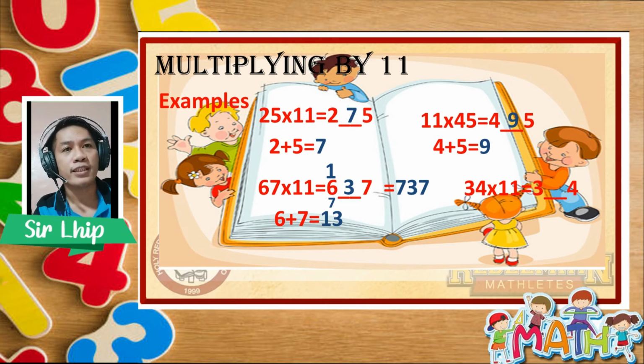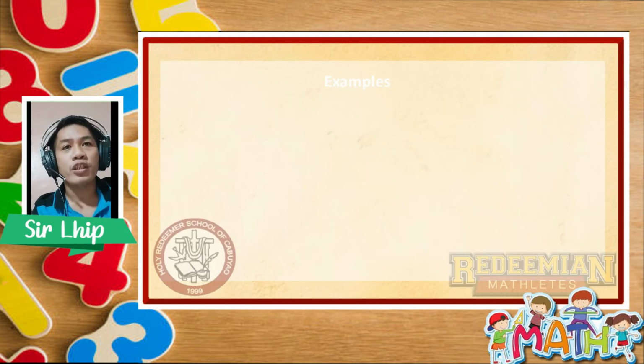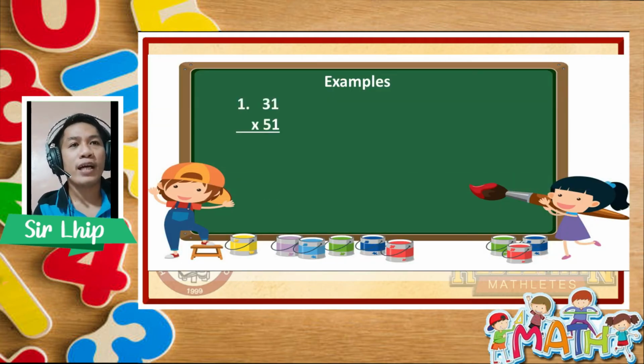3 plus 4 equals 7. Write 7 between 3 and 4. So the product is 374. Multiplying 2 digits with 1 in ones place.